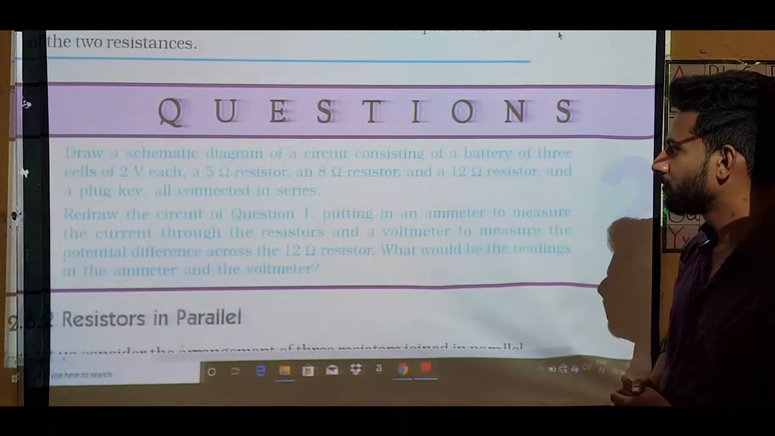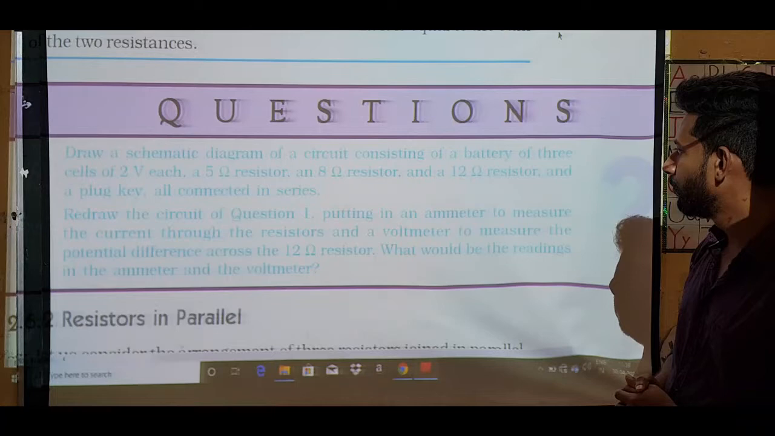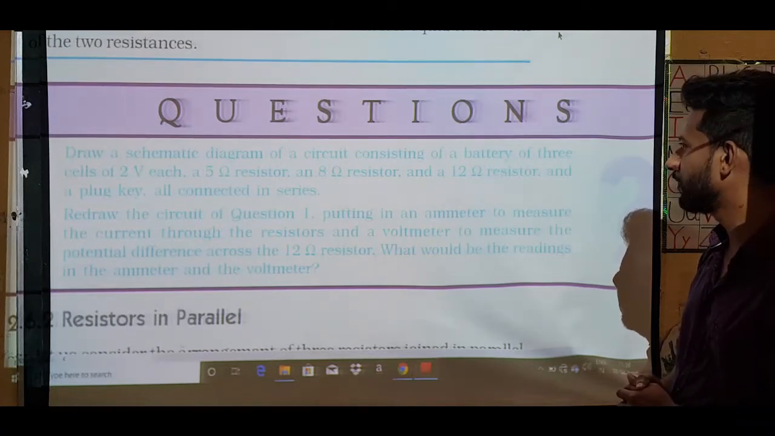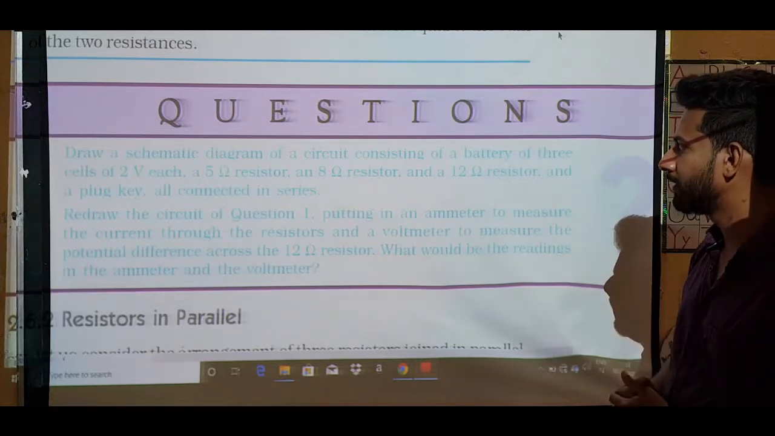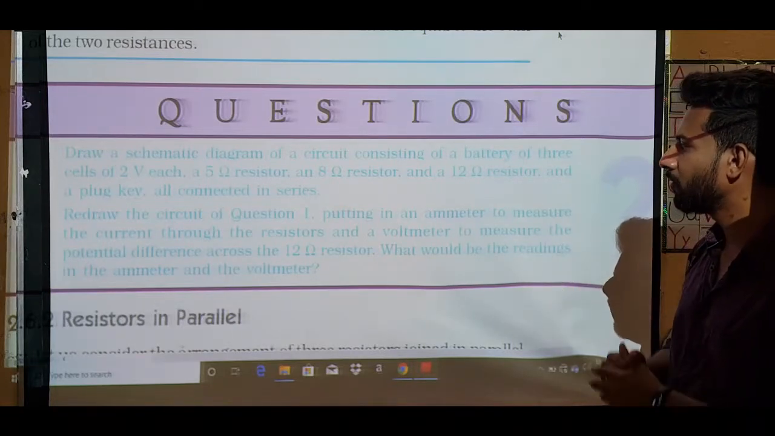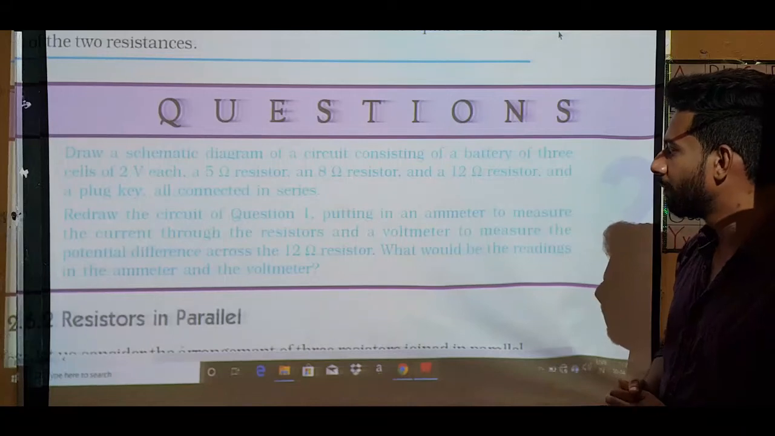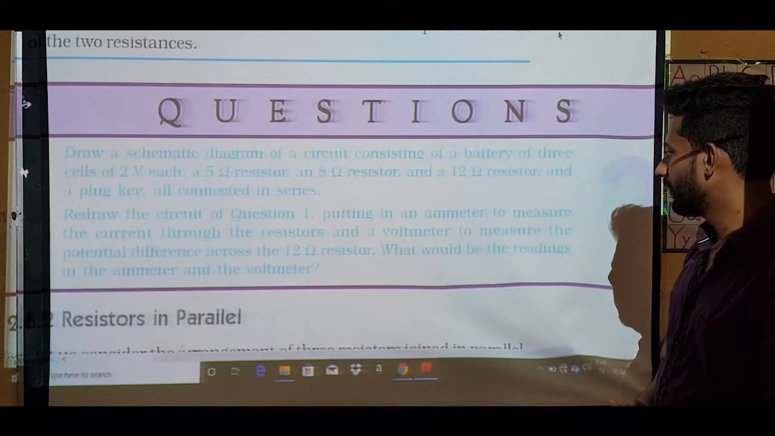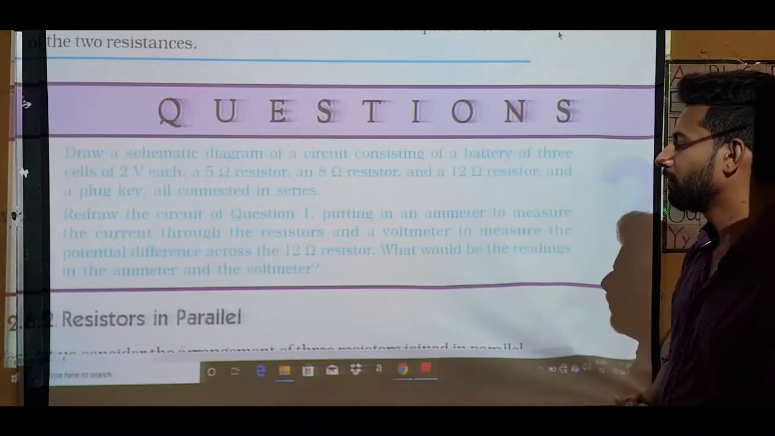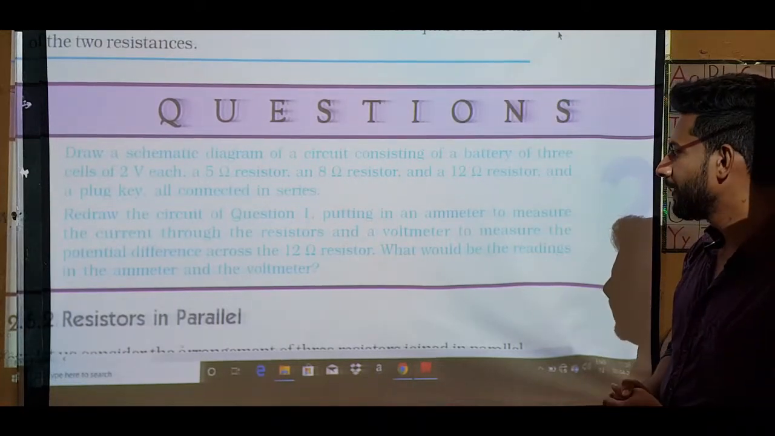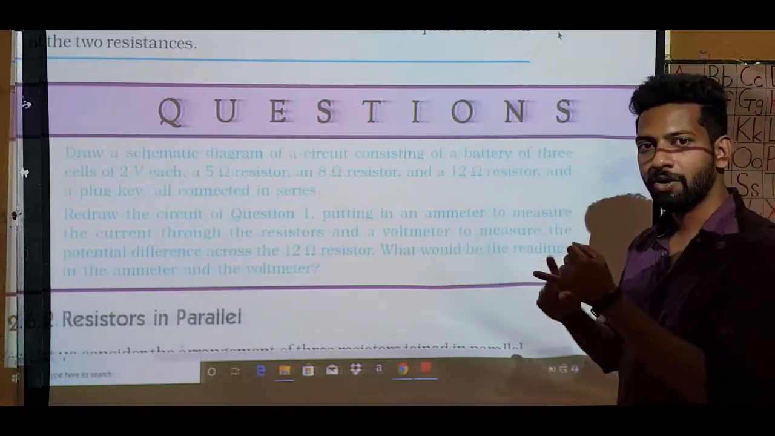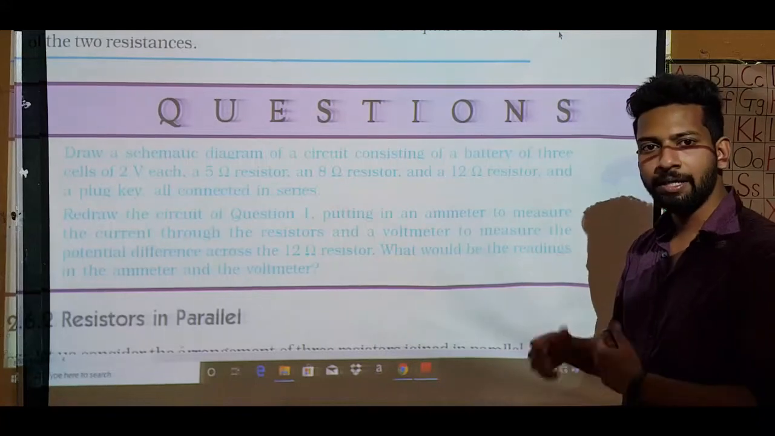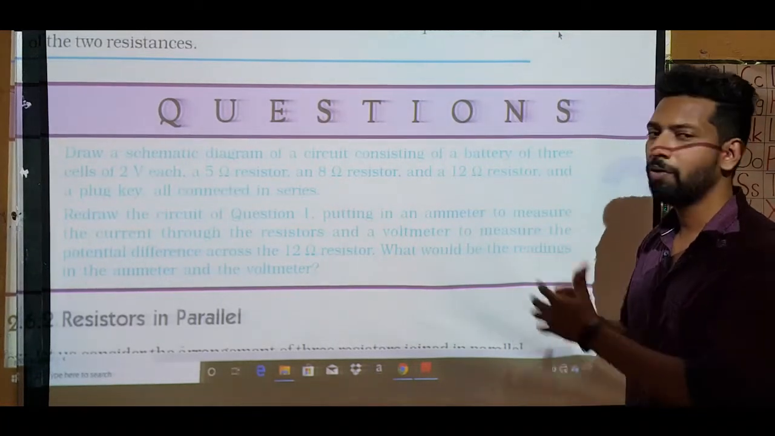The second part is to redraw the circuit of question 1, putting in an ammeter to measure the current through the resistors and a voltmeter to measure the potential difference across the 12 ohm resistor. There are 3 resistors, but we connect only one voltmeter across the 12 ohm resistor. What should be the readings in the ammeter and the voltmeter? The ammeter reading is the total current flowing through the circuit, and the voltmeter reading will be the potential difference across the 12 ohm resistor.